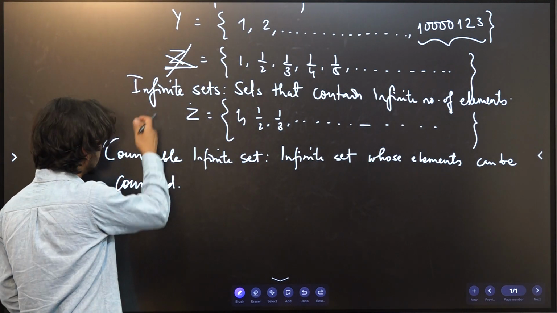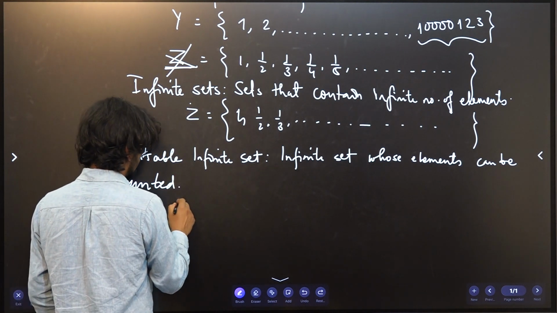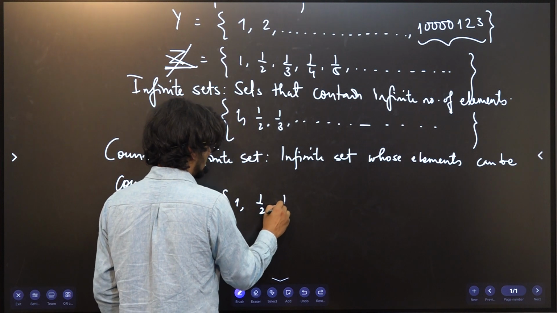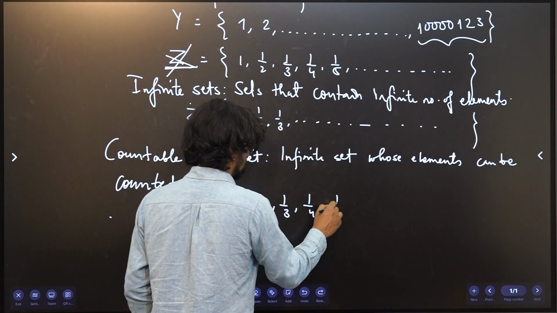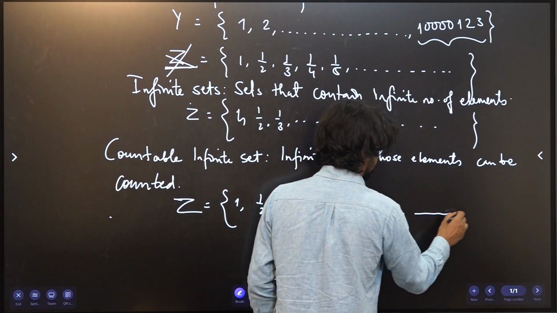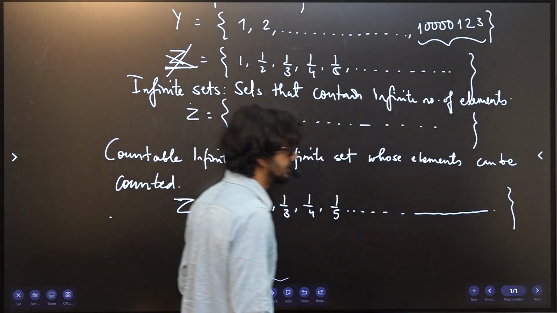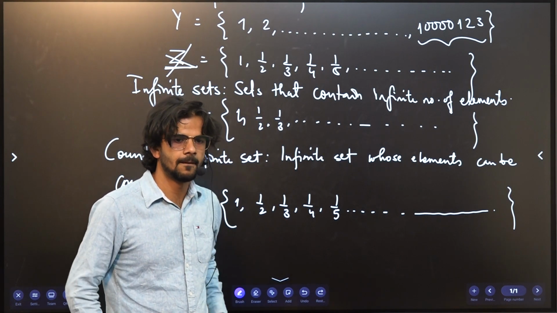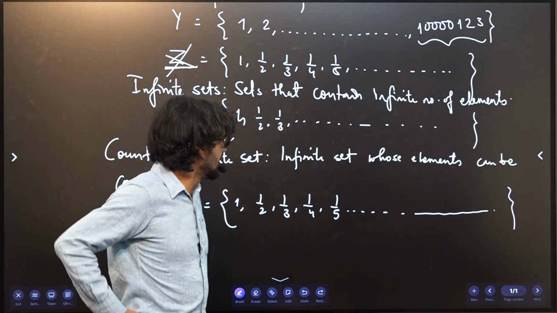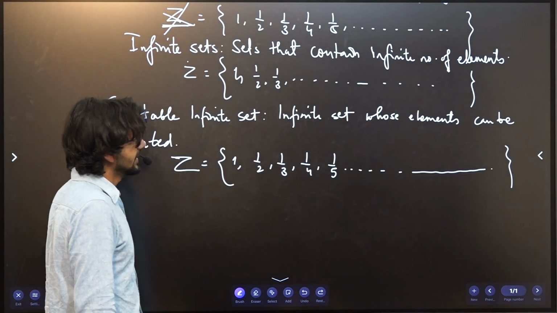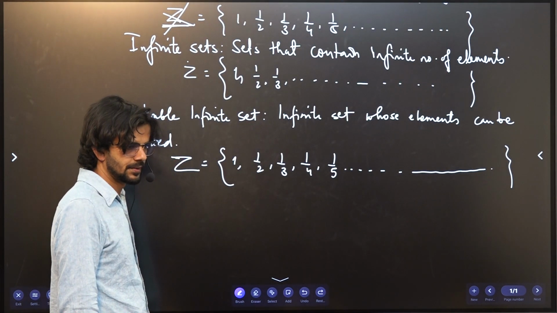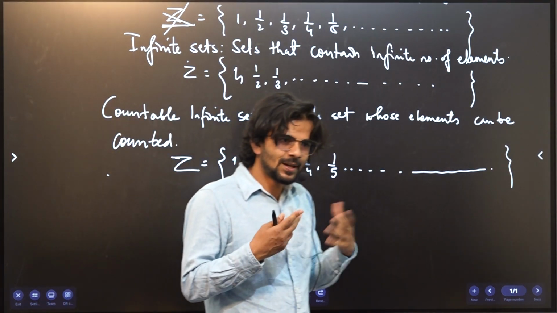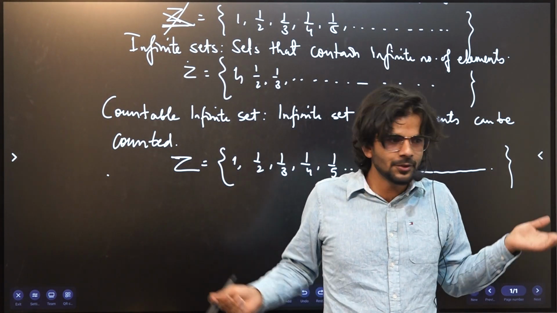For example, let's take the above example, this one. Z equals 1, 1 over 2, 1 over 3, 1 over 4, 1 over 5, dot dot dot. It keeps on going, never ends. Is it countable? Yes. Is this set countable? How do you know whether it's countable or not? You should be able to count just like the way you count money, you count numbers.